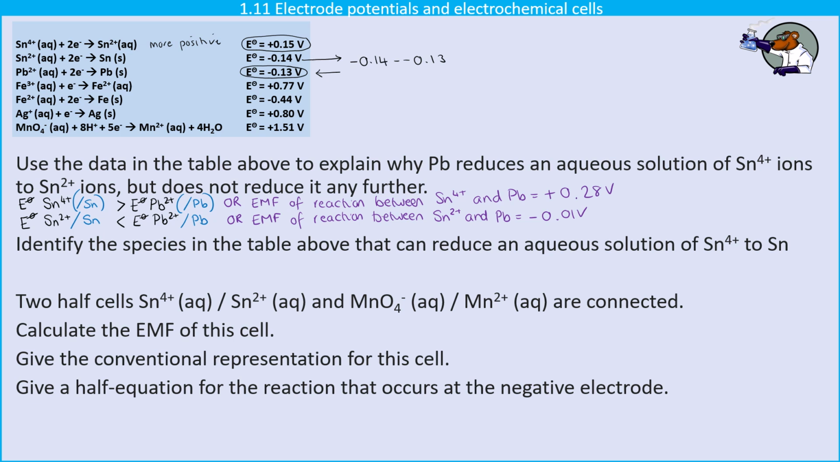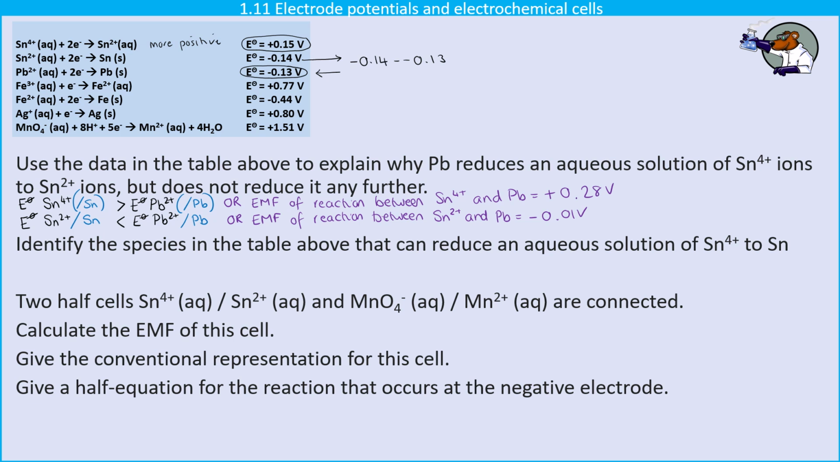That reaction will not occur. Next, we're asked to identify a species that can reduce tin 4+ all the way to tin metal. So here we need to look at our table, and we need to look for a value that is more negative than both of the tin electrode potentials. And the only one that we've got in there is that minus 0.44.